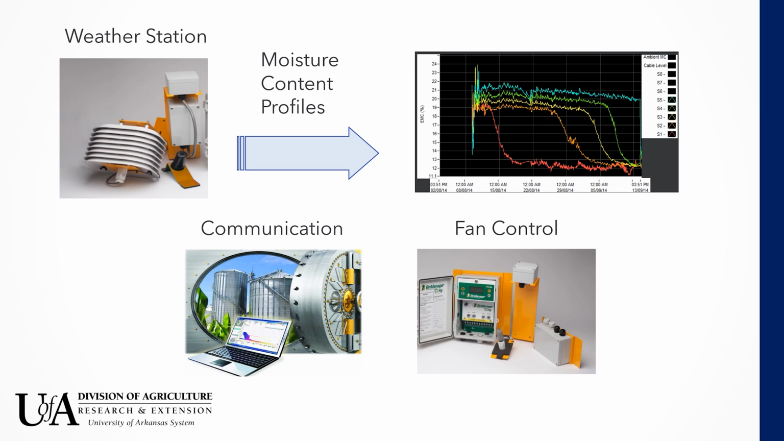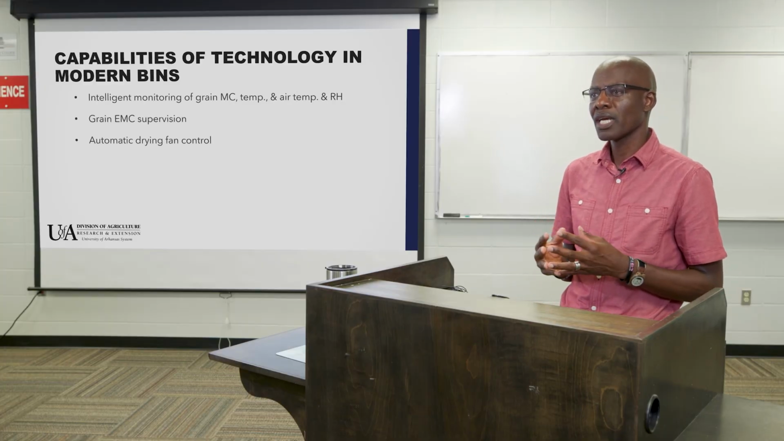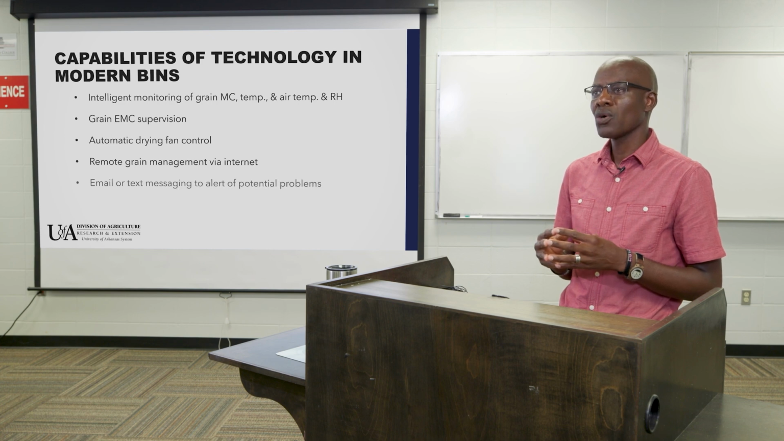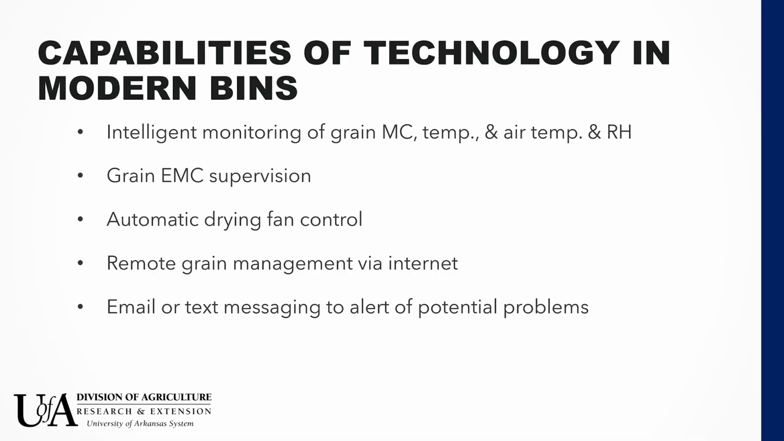And so here are a few capabilities that these new advancements within these systems have provided to us. We are able to intelligently monitor the grain moisture content and temperature, and also the air temperature and the relative humidity. And because of that, we are able to supervise the equilibrium moisture content of air that we are placing within these bins. We are also able to automatically control the fan, turn them off and on, depending on the air conditions, which eventually helps us in minimizing the drying energy cost that is associated with our on-farm bin drying.